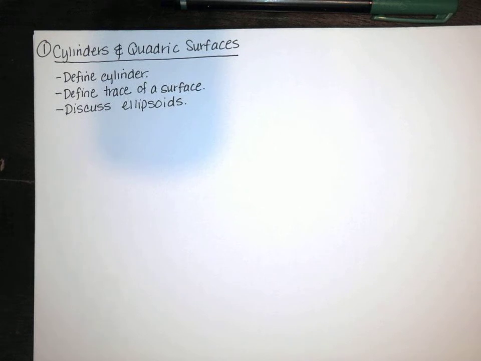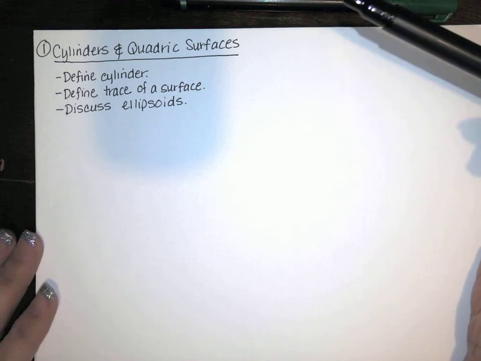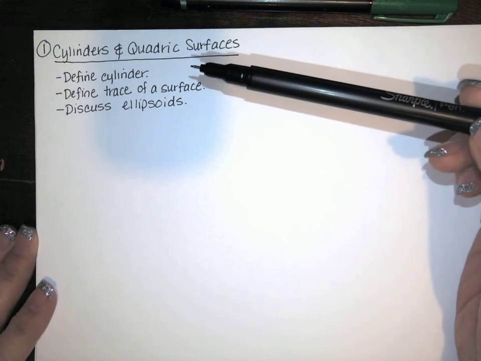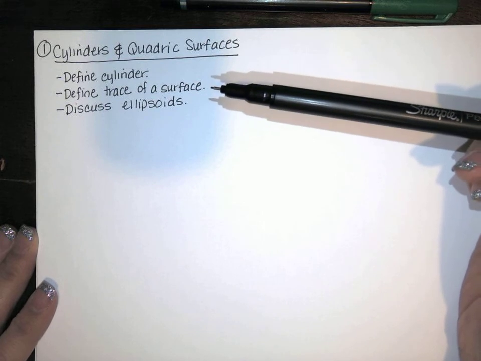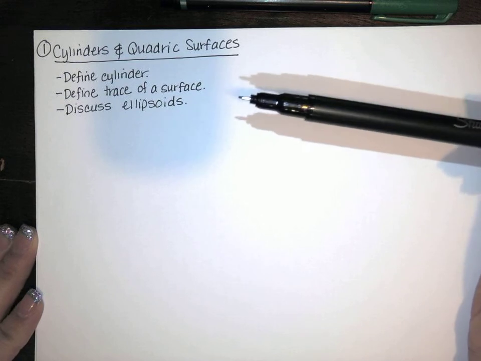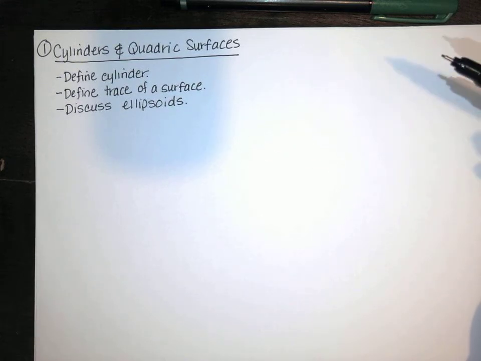In this video, we'll be looking at cylinders and quadric surfaces. In particular, we're going to define the term cylinder for our class. We'll talk about what a trace of a surface is, and we're going to discuss one of the quadric surfaces, which is ellipsoids. We'll do the other quadric surfaces in another video.